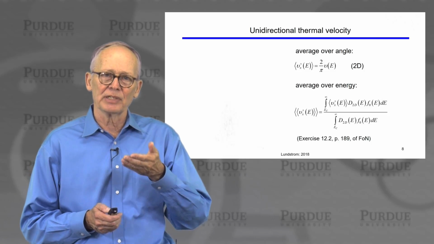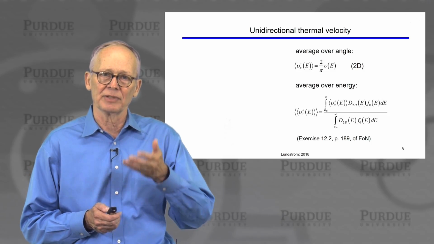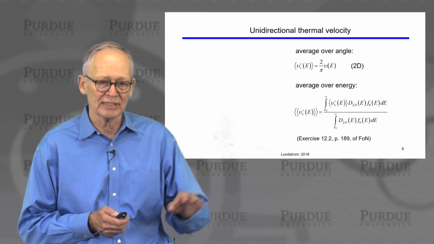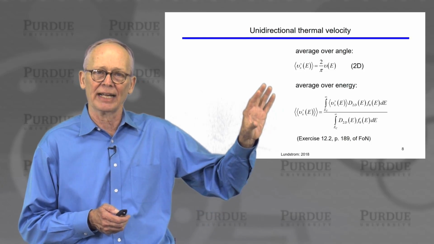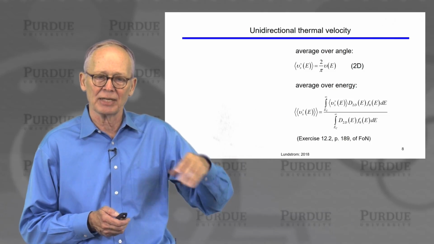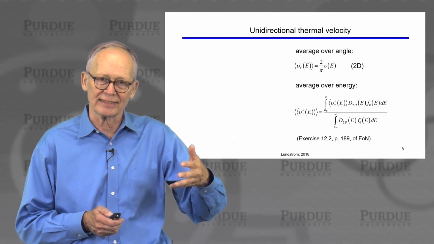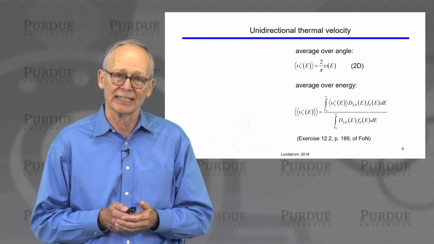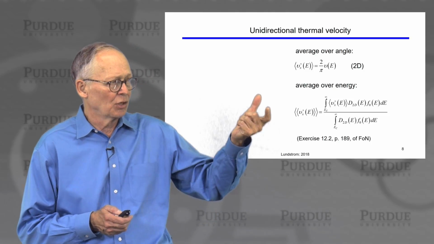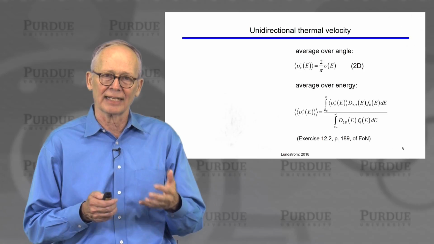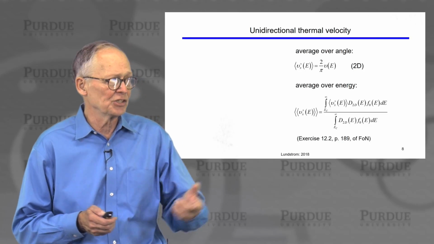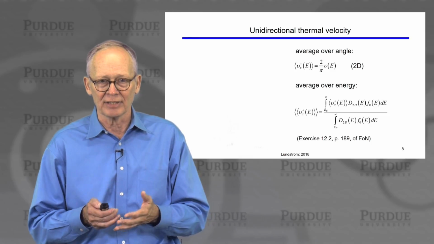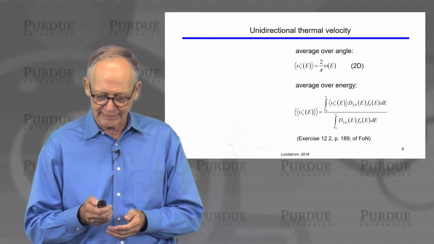And then they're distributed in energy according to the Fermi function. They're not all at one energy, they're spread out over a range of energies. And then I would do a second averaging over that energy range, and I would weight each of the velocities times the density of states to get the number of electrons at that particular energy. So the first bracket indicates an average over angle at a specific energy. The second bracket indicates an average over energy of those angle average velocities.